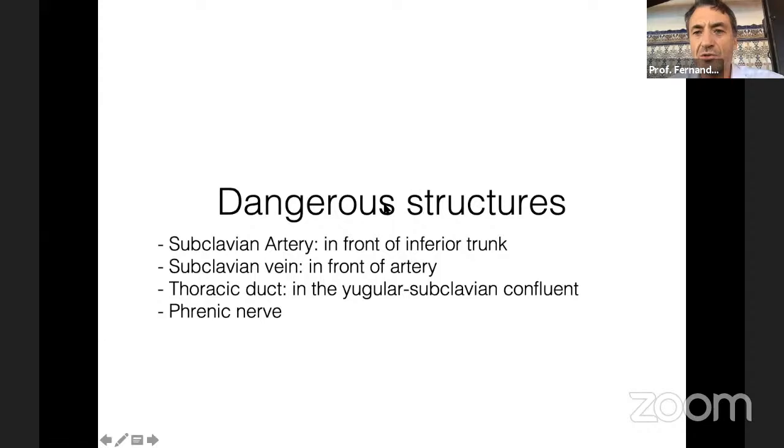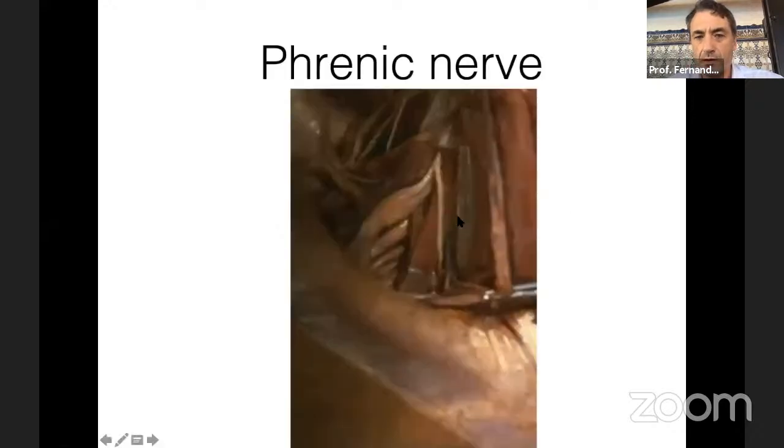Dangerous structure to avoid complications: the subclavian vein, which is located in front of the inferior trunk. So if we need to operate on the superior or middle trunk, the subclavian artery is located in a safe position. Look here, phrenic nerve, anterior scalenus muscle, and the phrenic nerve guides us to C5, C6, the superior trunk.